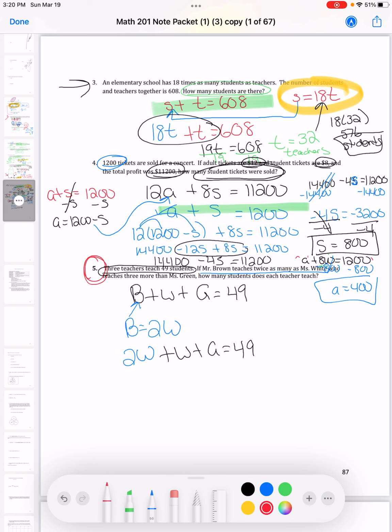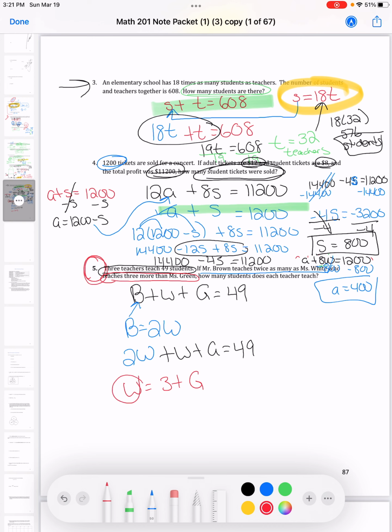Let's see. So Mr. Brown teaches twice as many as Miss White. So Miss White teaches 3 more than Miss Green. Not 3 times as many, but 3 more than Miss Green. So Miss White has 3 more students than Miss Green. So if Miss Green has 10 students, Miss White has 13. I'm adding 3 to it.